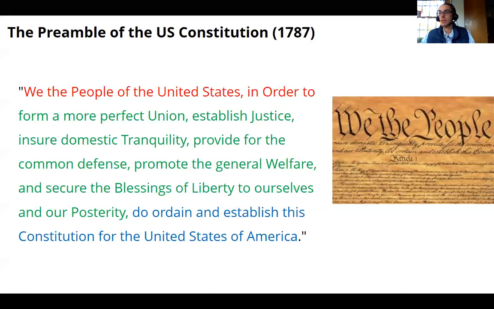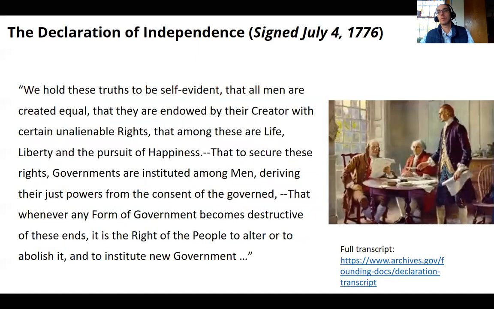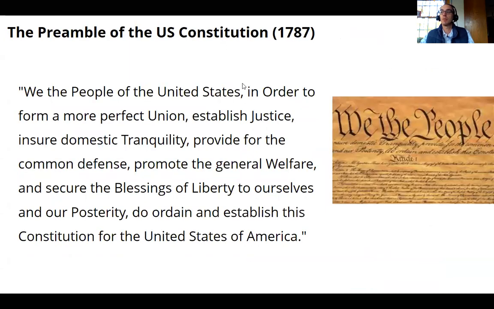Okay, so those are two pretty important ones you want to be familiar with: "We hold these truths to be self-evident" from the Declaration of Independence, and "We the People" from the preamble of the Constitution.